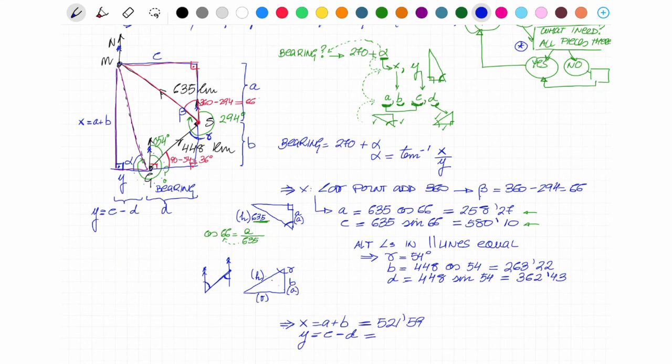X gives me 521.59 kilometers, but I'm only going to put units at the end. And this would give me 217.67. With these two, I can get alpha, because that would be the tangent inverse, because again, in this triangle here, this alpha is linked between the adjacent and the opposite. The one that links these two is the tangent. So tangent inverse of X over Y.